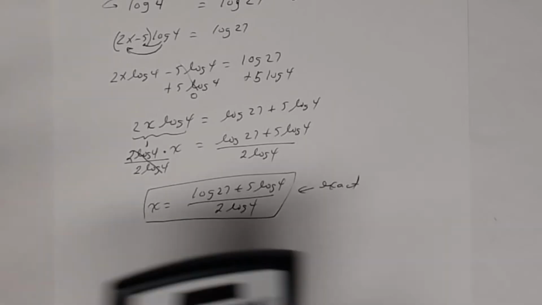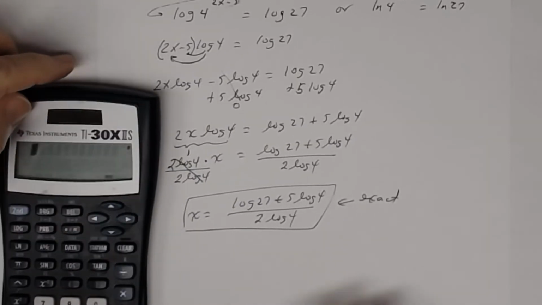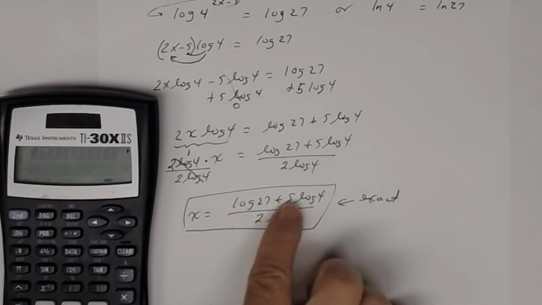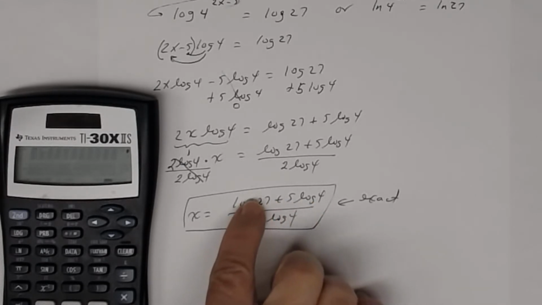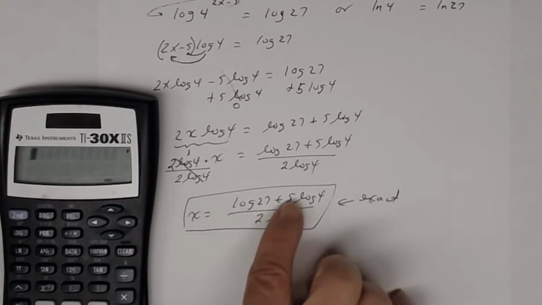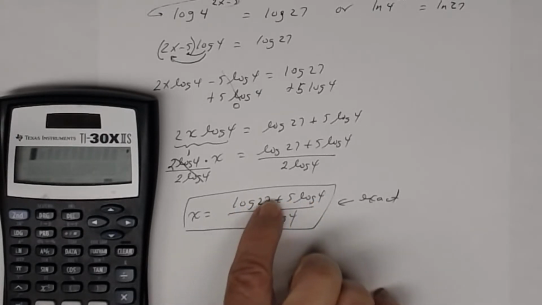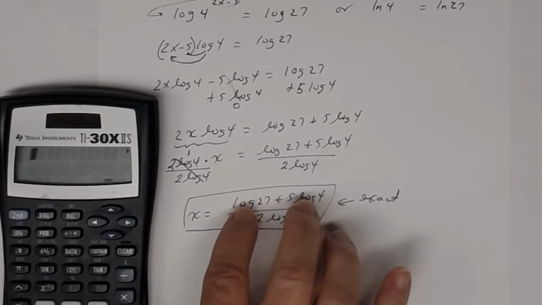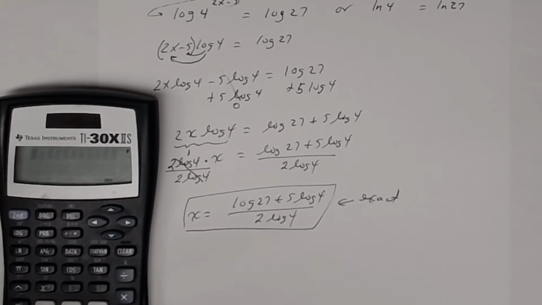All right, so let's do the calculator. Now, when using a calculator, whenever you have two terms like this, where you have a term plus another term or a term minus another term, whether it's in the numerator or the denominator, you need to put that in parentheses when putting this in your calculator.